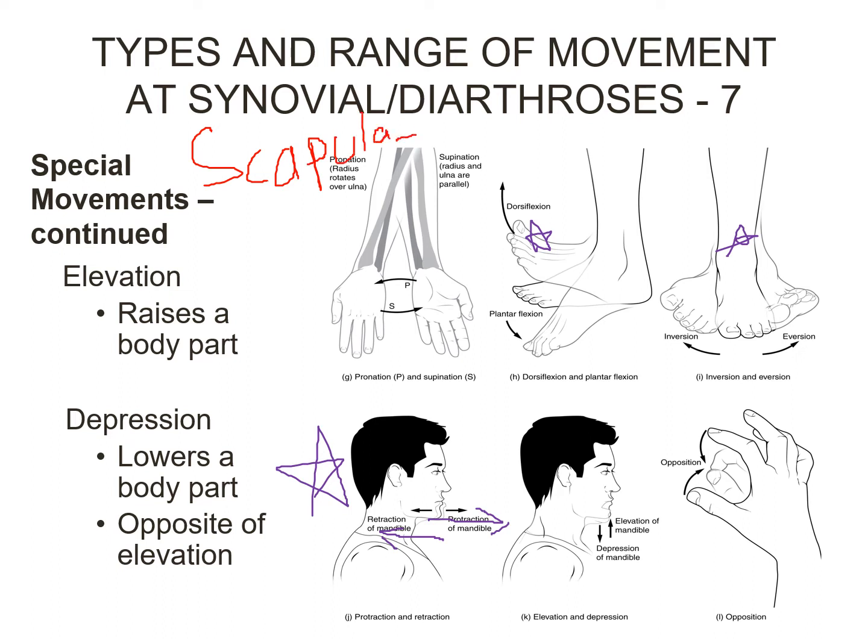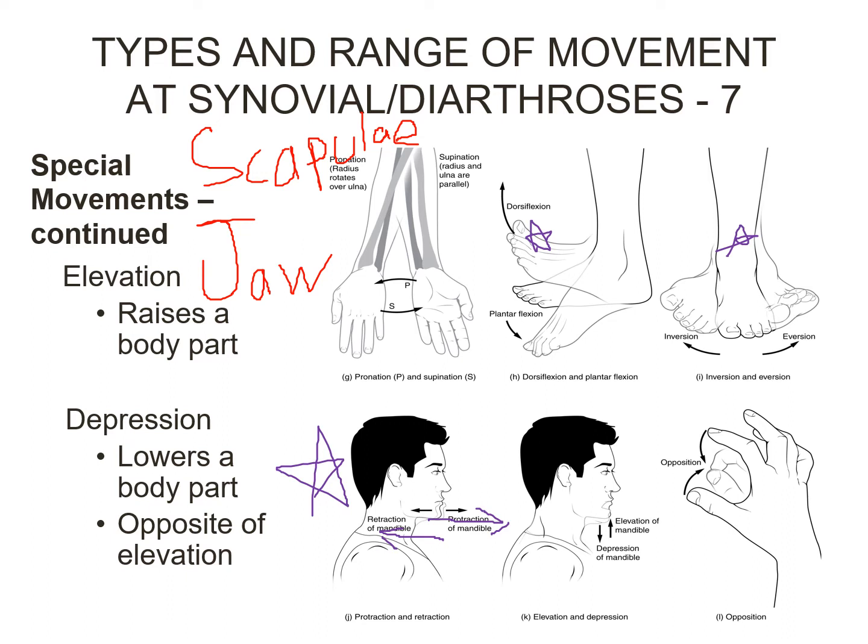Scapulae is two scapula, and then your jaw, your mandible area. So if you were to elevate your scapula, you just shrug your shoulders, right? Bring your shoulders as close to your ear as you can. That would be elevation. And then as you lower them or bring them down, that would be depression.